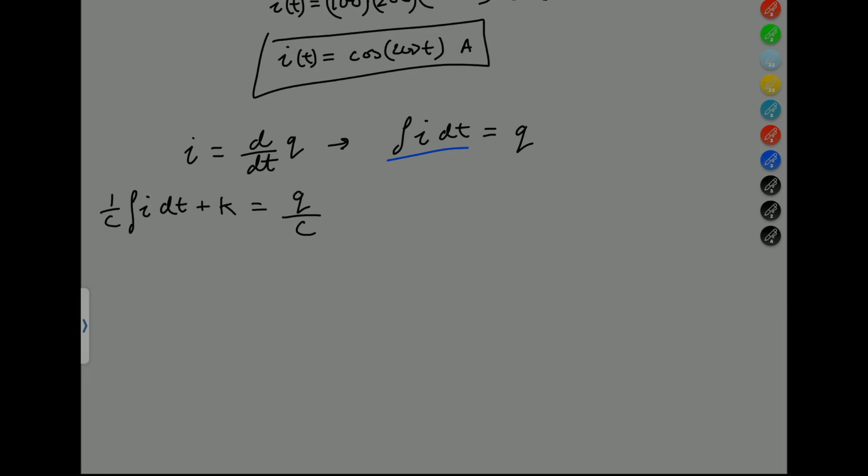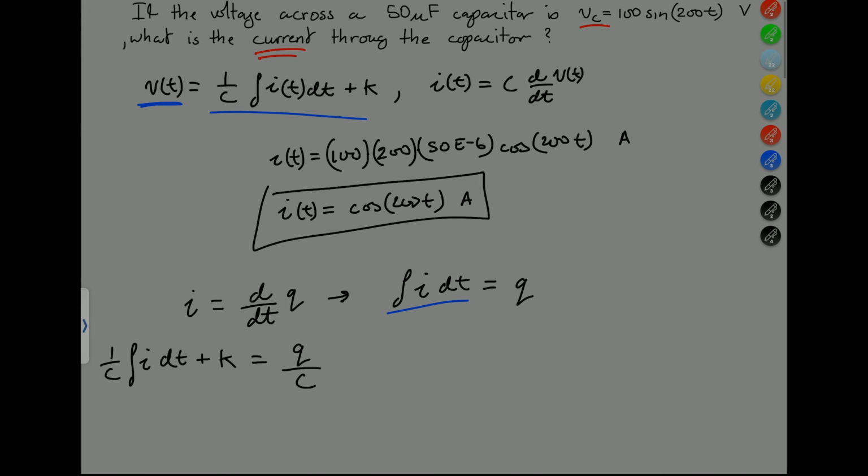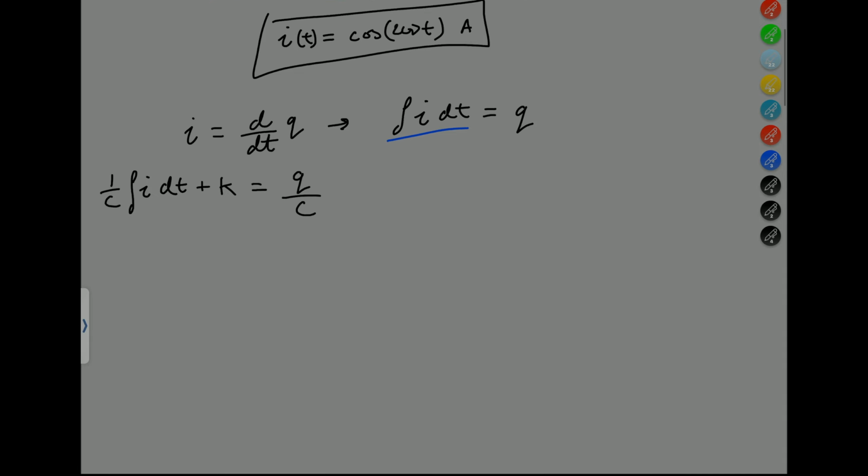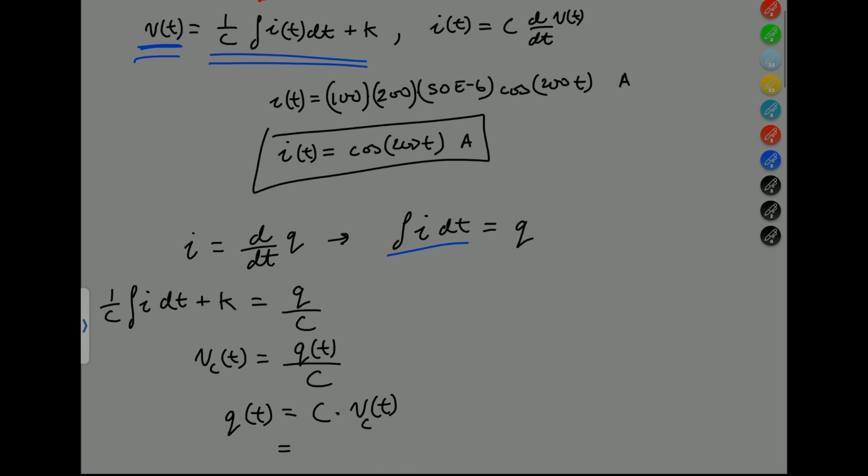As we just mentioned, this is the voltage across the capacitor. So we can write that V, the voltage across the capacitor, is equal to the charge on the capacitor divided by the capacitance. To find the charge, we then manipulate that, and we get the expression as follows.